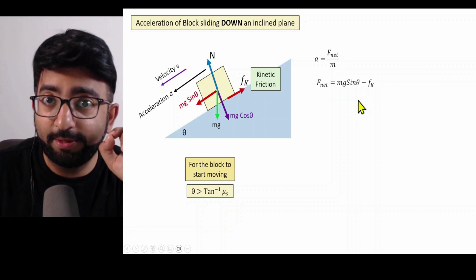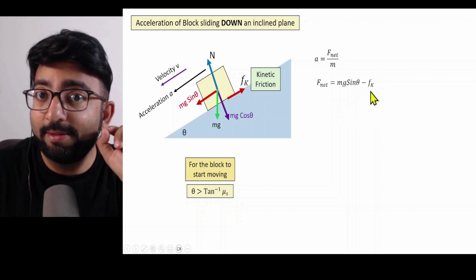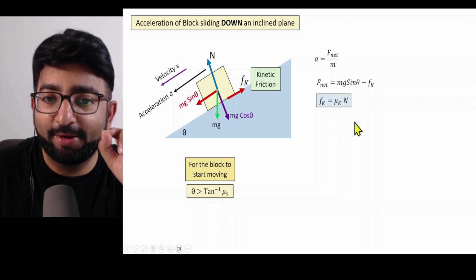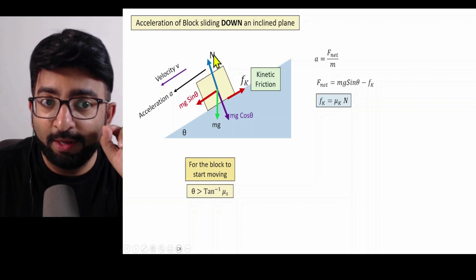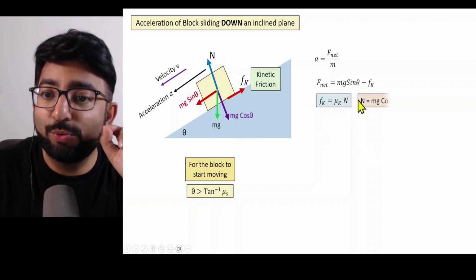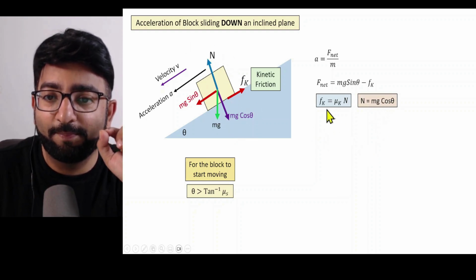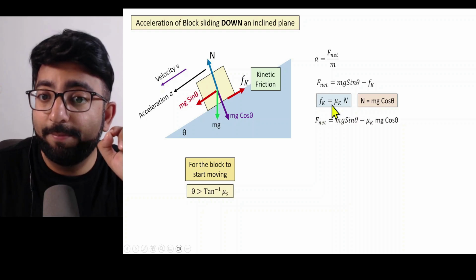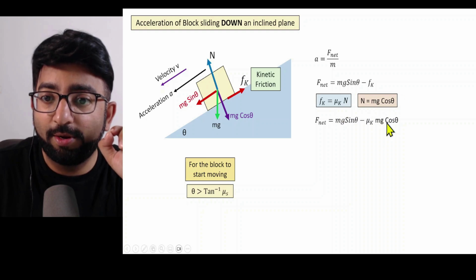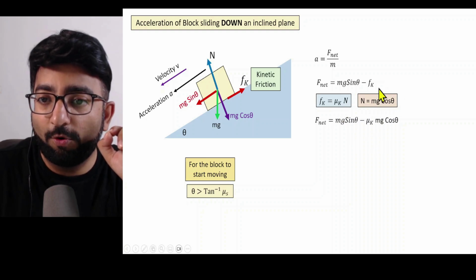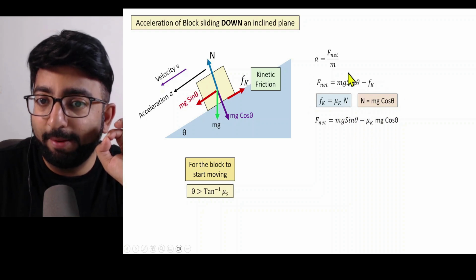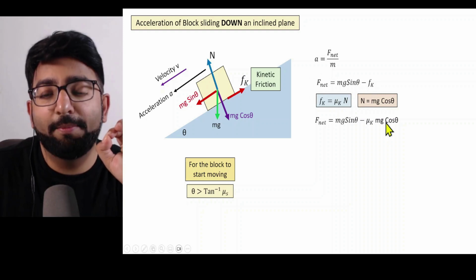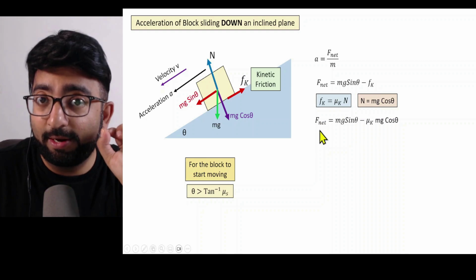So F net is mg sin theta minus Fk, and the formula for friction, if you remember, is mu times the normal reaction. And in this situation, the normal reaction is actually equal to mg cos theta. So if we combine these two expressions, the friction will be mu times mg cos theta, which we can put in the formula. So the net force will be mg sin theta minus friction, which will be mu times mg cos theta. So that is the net force.